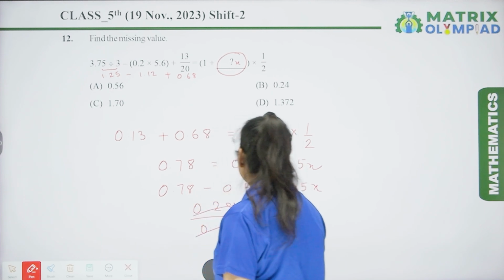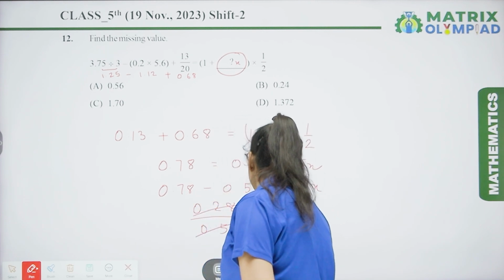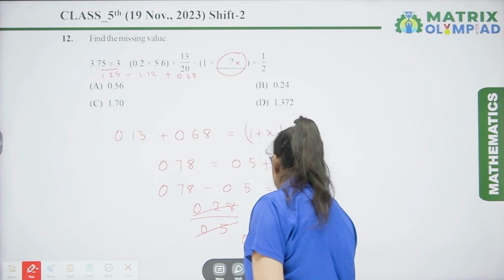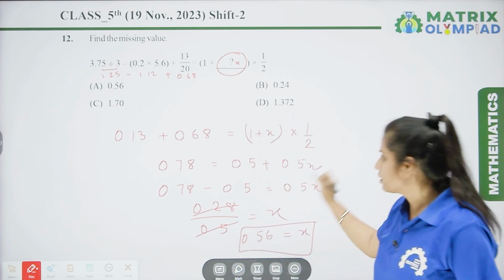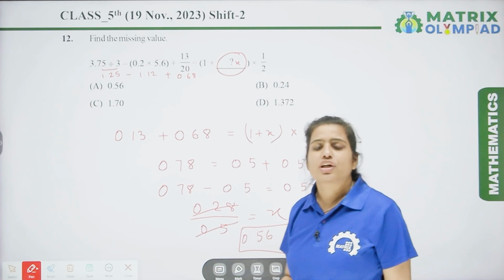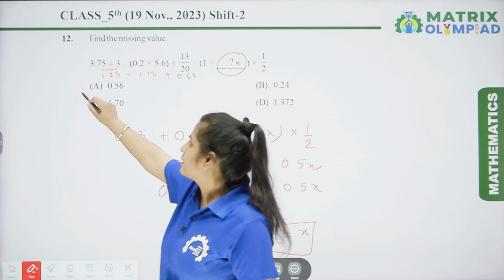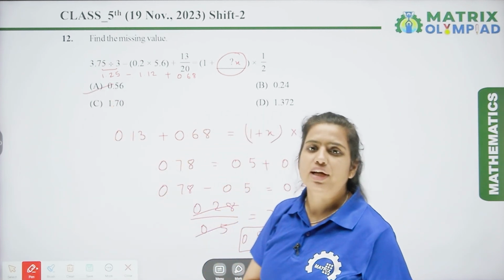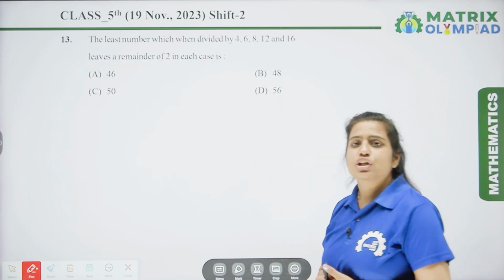After cancellation we get 0.56, that is equal to x. So here option A is the correct answer, 0.56. Now the next question is question number 13.